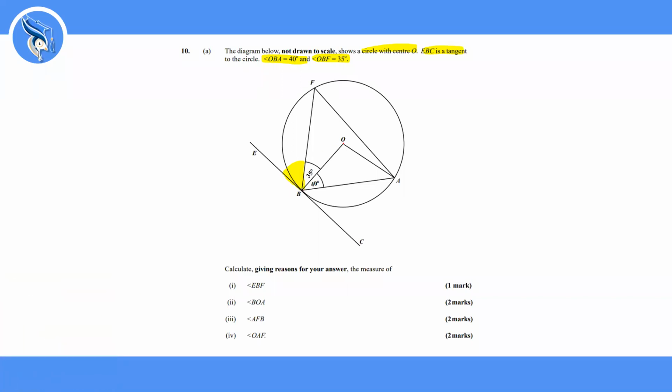Right here, we have a radius and a tangent. So that means that this measures how many degrees? 90 degrees, right? The whole thing. So if that is 90 degrees and we know that this portion here is 35, we can take the 35 degrees from the 90 degrees to get angle EBF. So that means that angle EBF measures how many degrees?